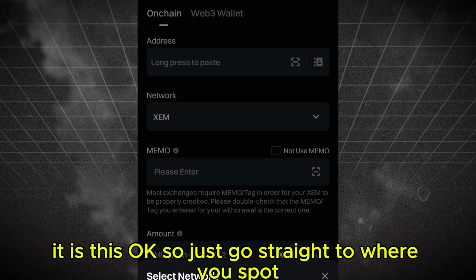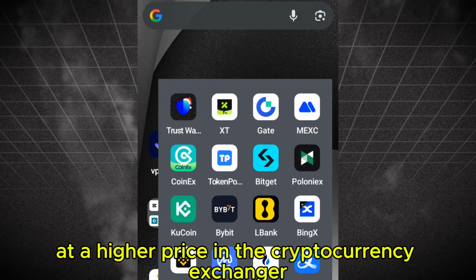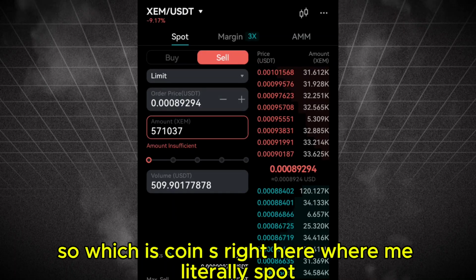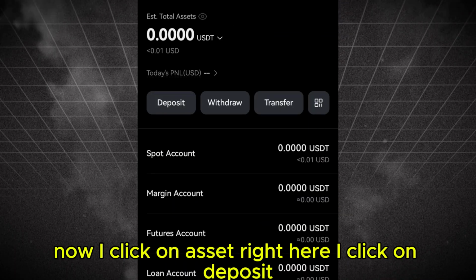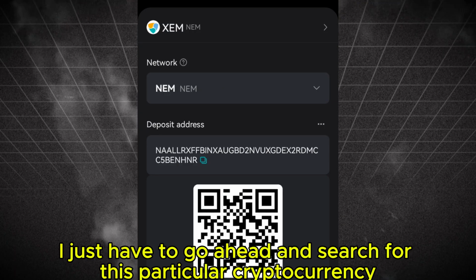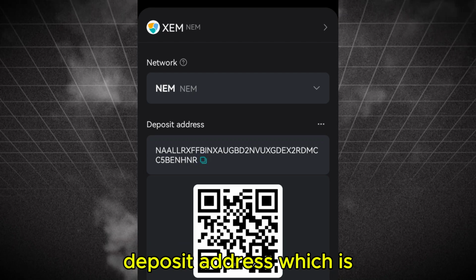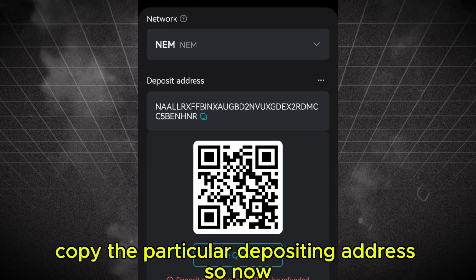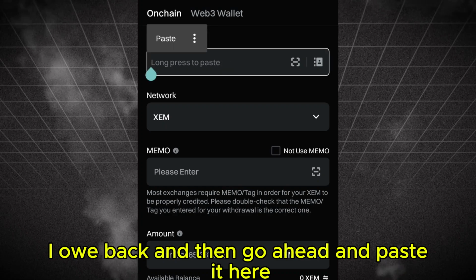It is this. So just go straight to where you spotted the particular cryptocurrency that is selling at a higher price, which is CoinEx right here, where I spotted this particular token. Now I click on assets, I click on deposit. Take a look at it right here. I just have to search for the particular cryptocurrency. So I click on deposit address, which copies the depositing address. Now just go straight to this gate.io page, and paste it here.